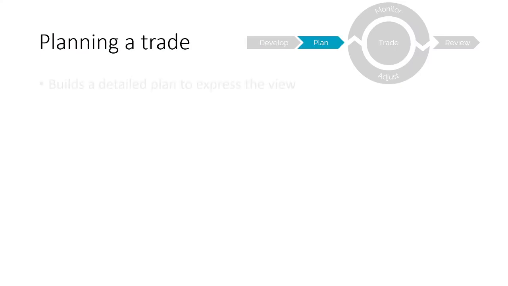So if we take a look at the next stage, this is where we plan the trade. And the goal here is to build a detailed plan that expresses the view. So if during the trade planning you decide that the view didn't really fit your expectations, or maybe you can't find a trade, then it's important to go back to the develop stage and consider redeveloping your view, or maybe adjusting it based on the current research or whatever concerns you might have.